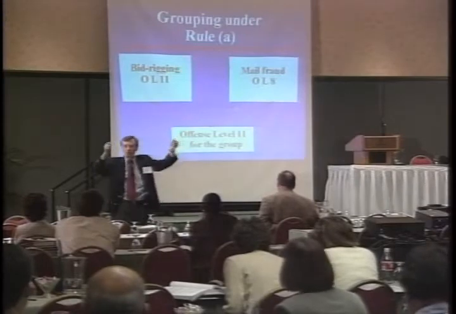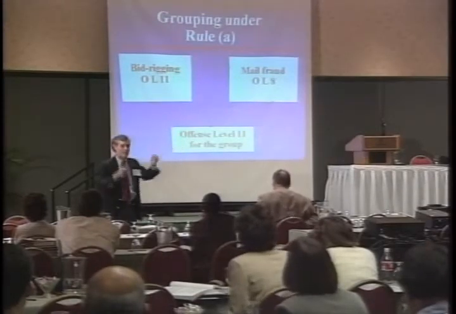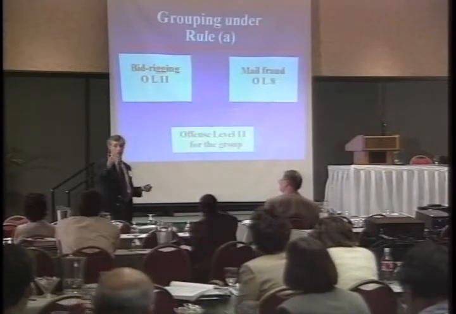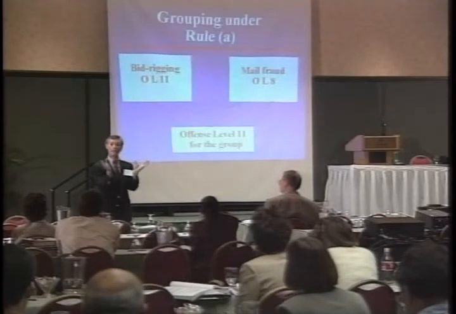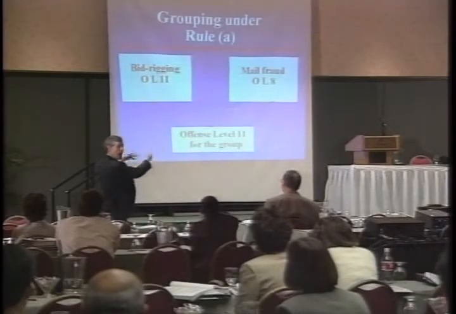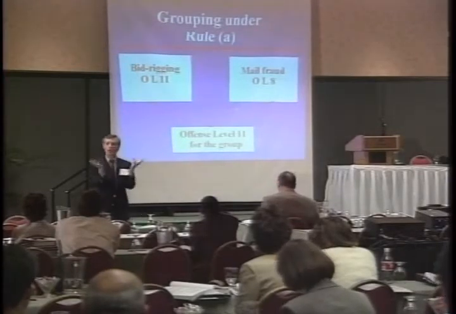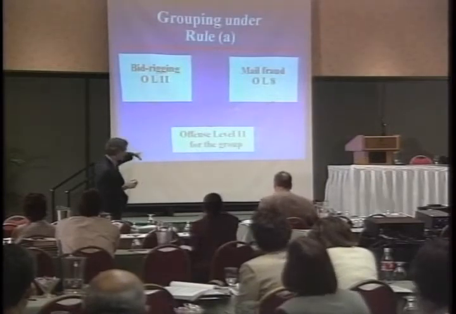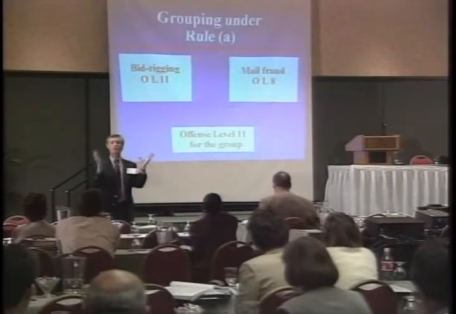Now we took out a worksheet A for each of these counts of conviction to apply the guidelines. For the bid rigging, we applied worksheet A. It was an 11. For the mail fraud, we applied a worksheet A. It was an 8. But when you group, you take the highest offense level, in this case 11, of those that go into the group. This is one composite harm. And the composite harm gives us an offense level of 11 for this group.